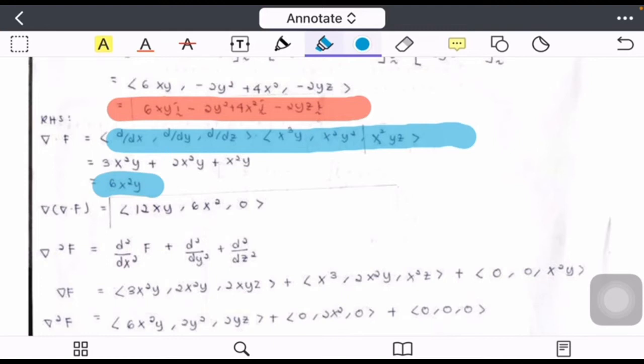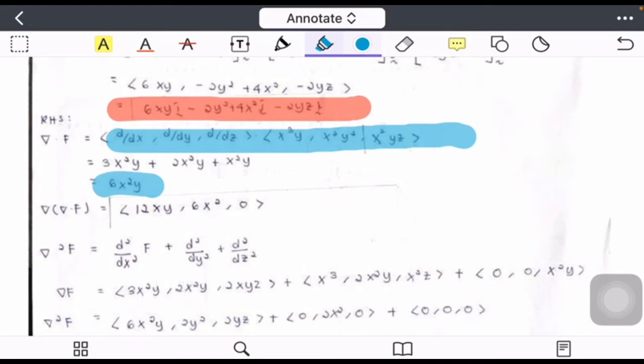Seterusnya adalah delta dot F ataupun kita panggil sebagai gradient of the divergence. So jawapannya adalah 12xy, 6x squared dan 0. Seterusnya kita kena cari delta squared F ataupun kita panggil sebagai Laplace operator operating on the vector field. So kita kena differentiate dua kali. First kali kita cari gradient dulu, gradient F.